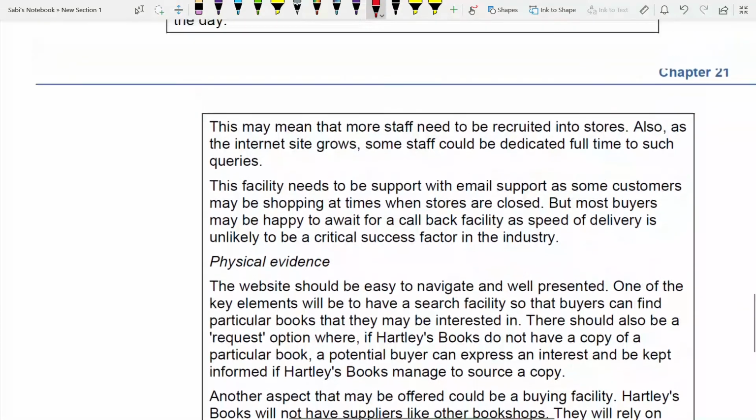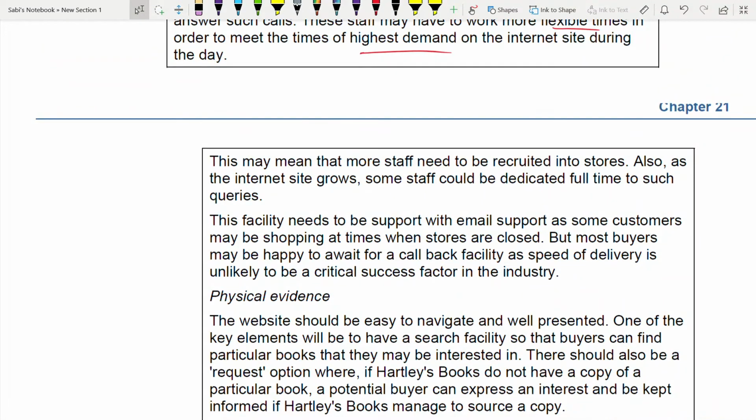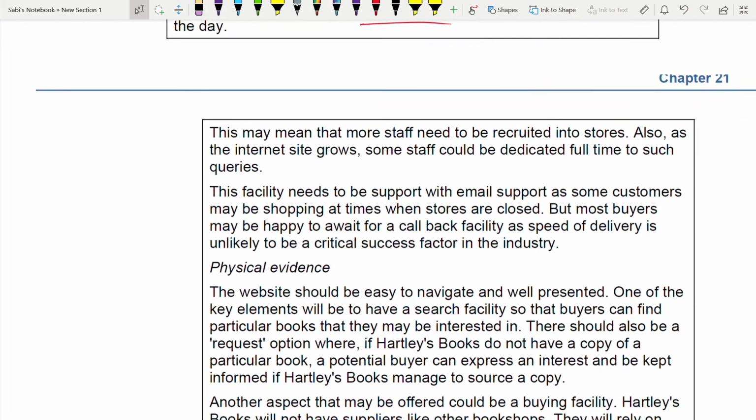Okay. This facility is to be supported with email support also. Because many customers may be shopping at times when stores are closed. So make sure email support is there rather than just talking. Now physical evidence.